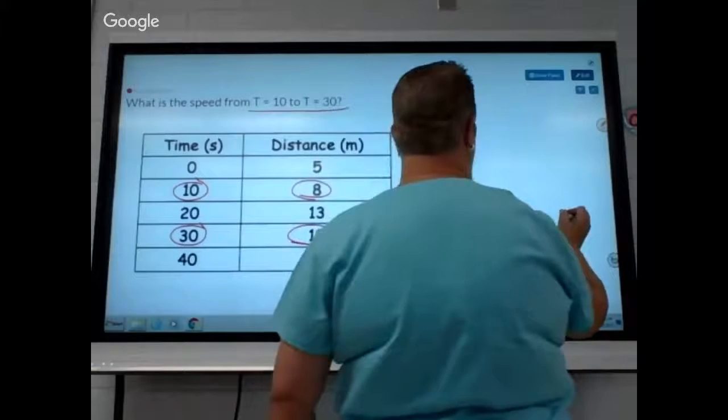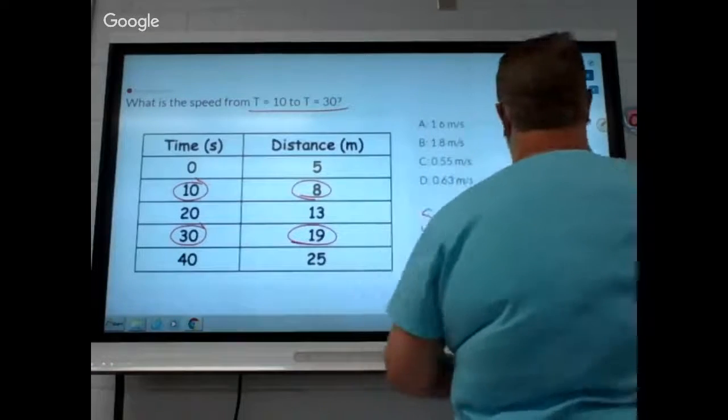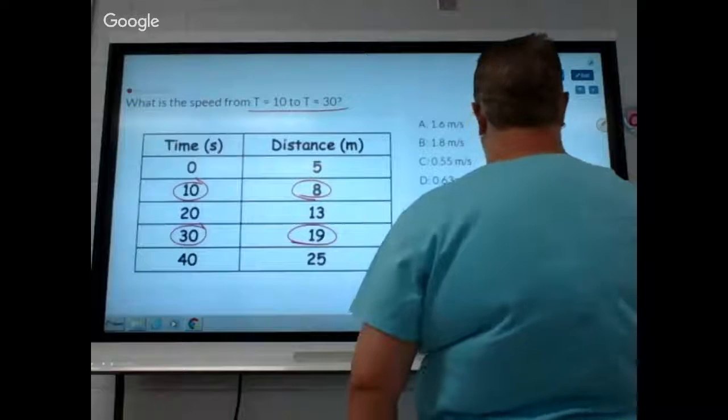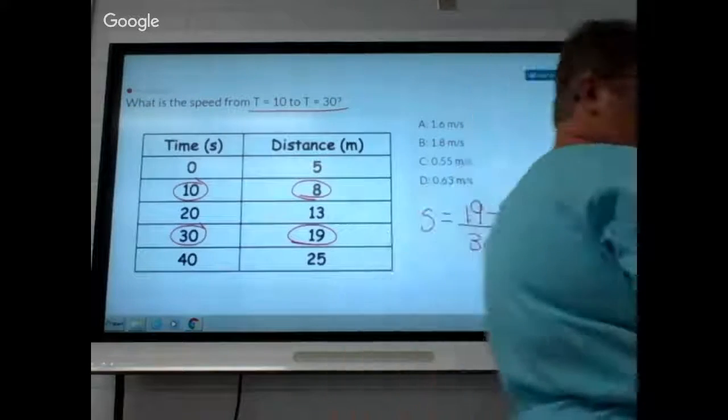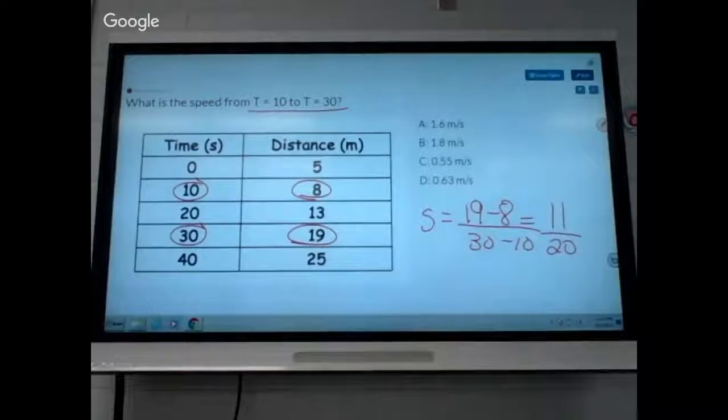What do I get? It's 11. No, maybe we get 11. 11 subtract, what was that, 20? Yeah. So 11 divided by 20. I thought it was 20 divided by 11. Well, it's got to be distance on top. Oh, right. I put B. So I get 0.55.